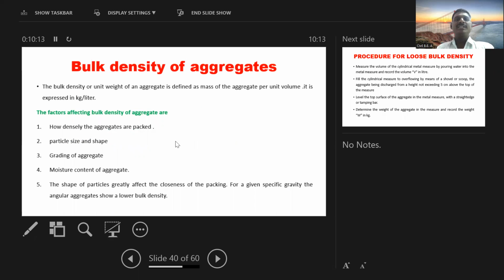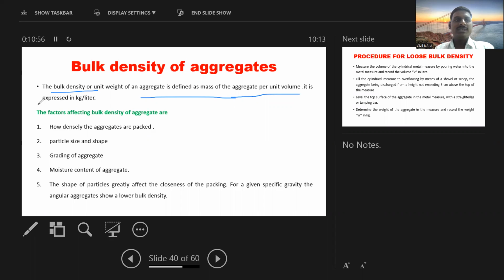So the bulk density of aggregate is very important while we are mixing the concrete and adding the aggregates into the concrete. So, bulk density of aggregate. The bulk density or unit weight of the aggregate is defined as the mass of the aggregate per unit volume. How can we define it? The mass of the aggregate per unit volume is known as the bulk density of the aggregate. So bulk density is nothing but mass of the aggregate per unit volume.